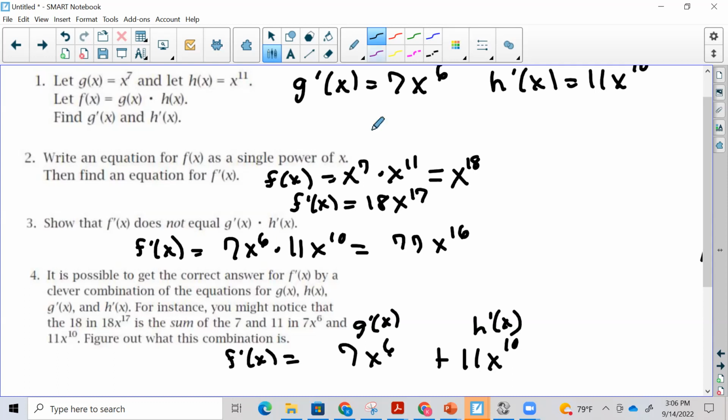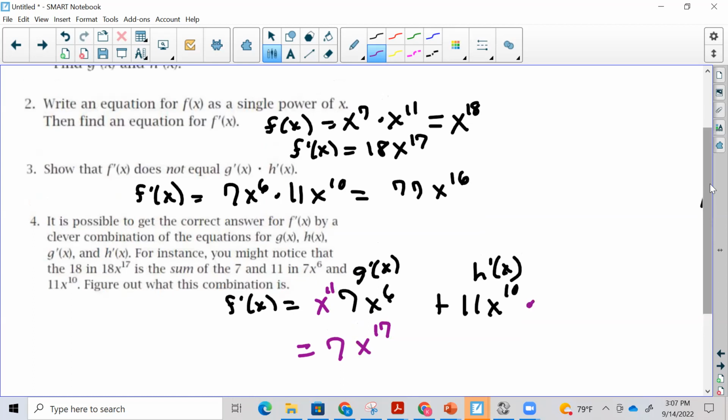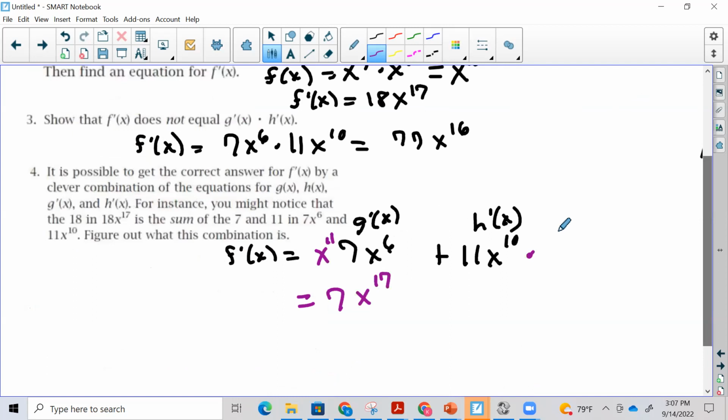So if I look at this, well, I could make this 7x to the 17th by using this x to the 11th. I could multiply this by x to the 11th, and then that would give me 7x to the 17th. And if I take this one and I multiply it by the other function, g of x, x to the 7th, then I would get 11x to the 17th as well. And now I can add them and I get 18x to the 17th, because to be able to add them, they have to be like terms.